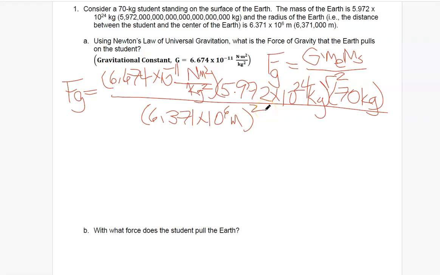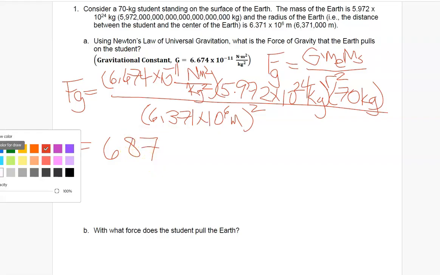And then I strongly recommend, if you don't already know how to use scientific notation on your calculator, please learn. Just ask a tutor or instructor. They all will know how to use the calculator scientific notation. We're going to put these numbers into our calculator, and we're going to end up with a final value of 687. Now, what are the units here?